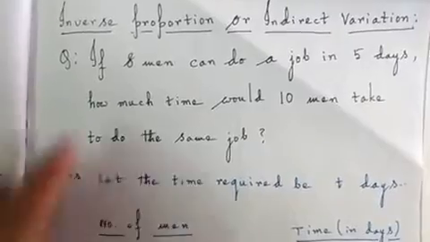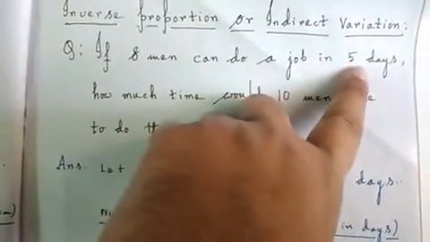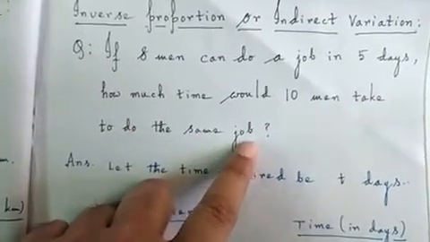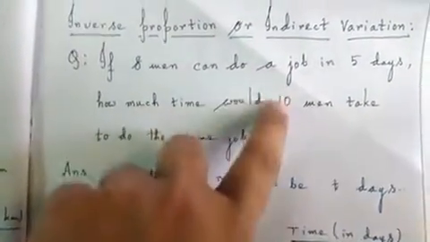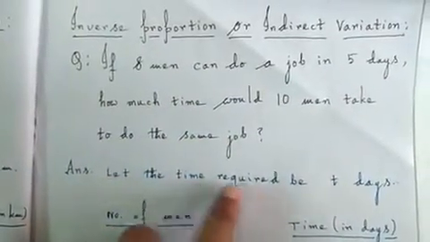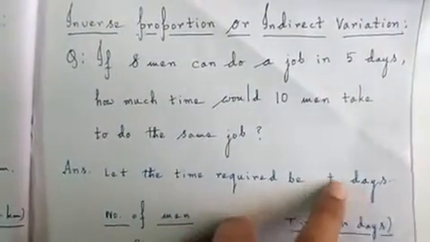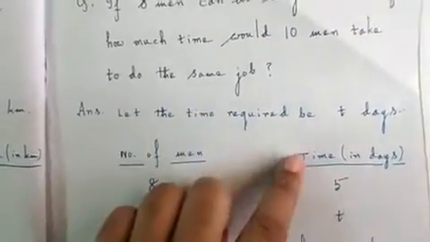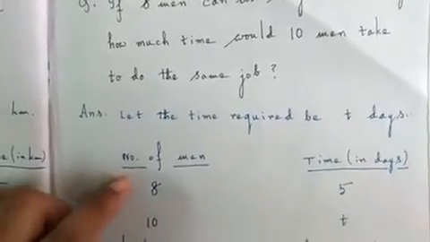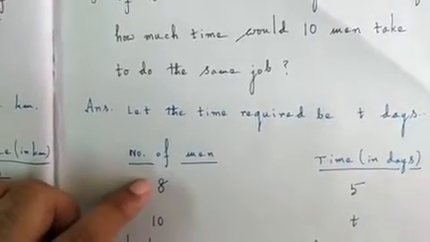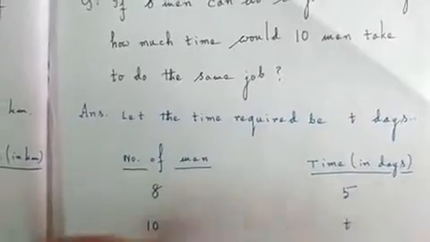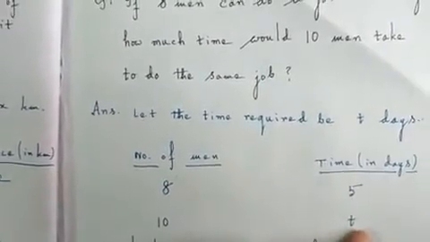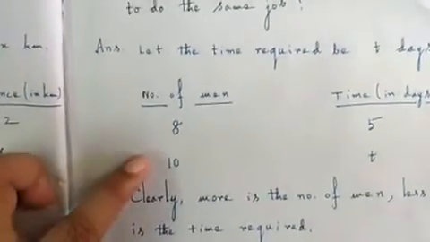Let's take another sum. If 8 men can do a job in 5 days, how much time would 10 men take to do the same job? So how much time? This is unknown for 10 men. So let the time required by 10 men be t days. T is the variable in place of x. You can use x. So number of men is one variable, time in days is another variable. Unit must be placed. In the first line, 8 men take 5 days. I have written that in the first line. And 10 men would take t days. Unknown time, so it's there in the second line.